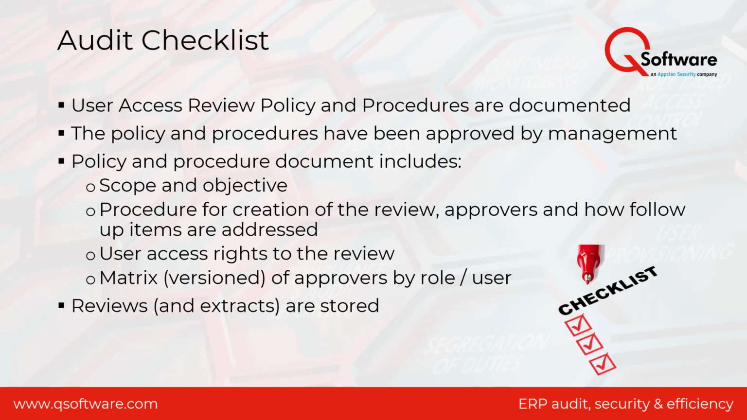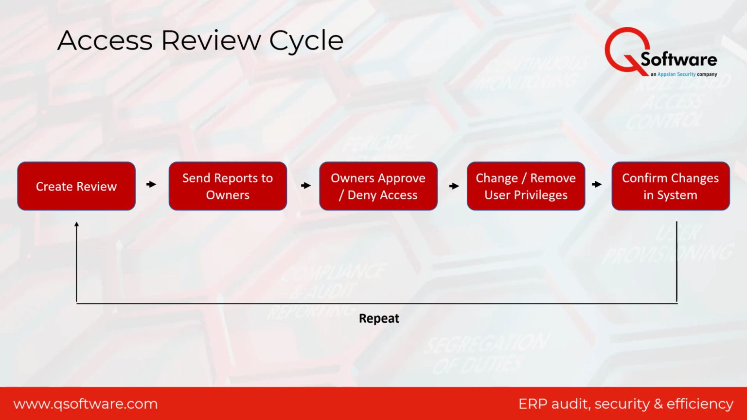Just finally, then, if you're not aware, this is the normal review cycle. Preston's going to show you this in a bit more detail. It's about creating a review, sending to the owners. The owners approve, deny access. Changes are applied. And then you confirm and then repeat. Create, send, repeat.